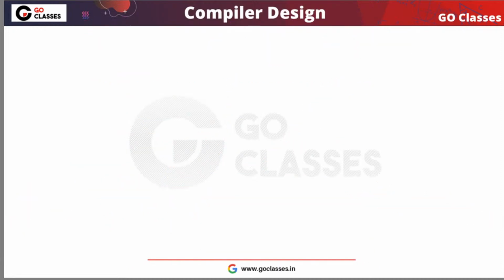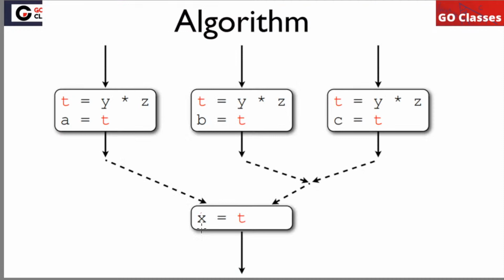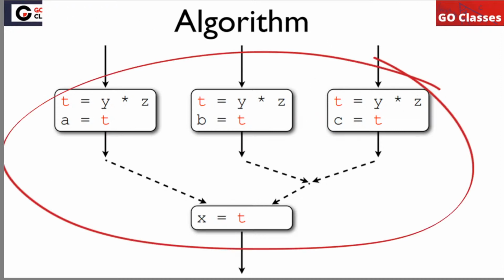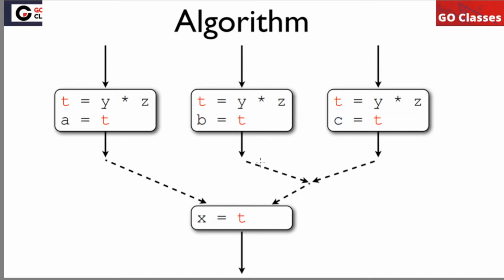But from this algorithm, can you find something that is not good? Can you find some disadvantage? This is what I am asking. Let me tell you the disadvantage. First of all, your code is becoming large. You are getting more variables. So these are the disadvantages of common subexpression elimination.